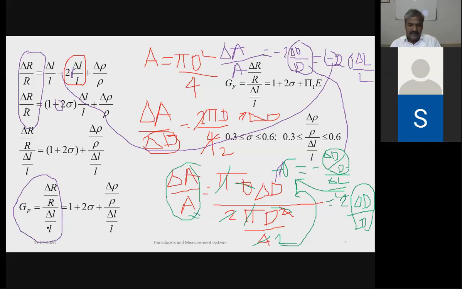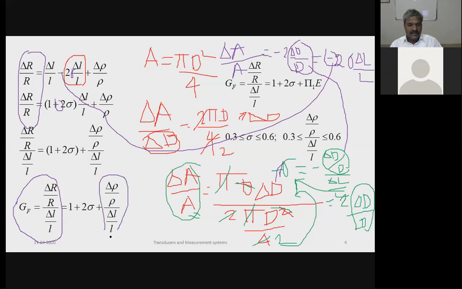So delta L by L is strain. This is equal to 1 plus 2 sigma plus delta rho, the change in resistivity, the specific resistance, divided by the specific resistance. This is per unit change in resistivity divided by strain. So here we are going to define this. This is a very low quantity.